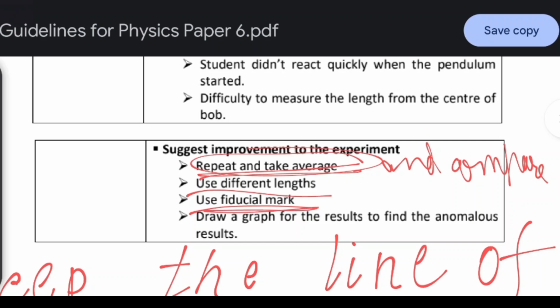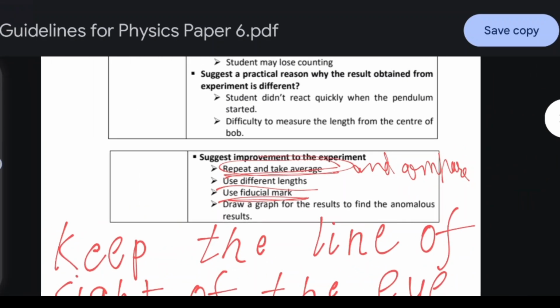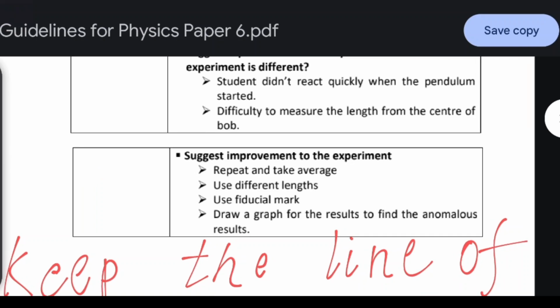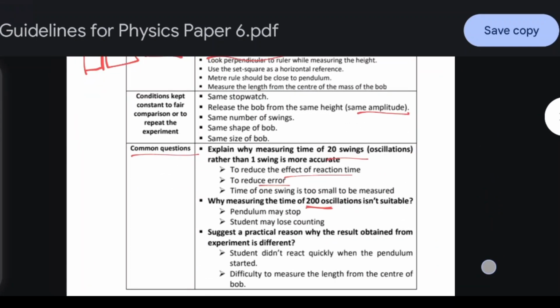Then draw a graph for the results to find the anomalous result. This can also be used to reach a conclusion in the 7-mark questions. Obviously, this is to plot a graph. So remember this. What are the improvements to the experiment? Repeat and take average. Use different lengths. Fiducial mark and draw a graph. Common questions, already we discussed. Remember to count.